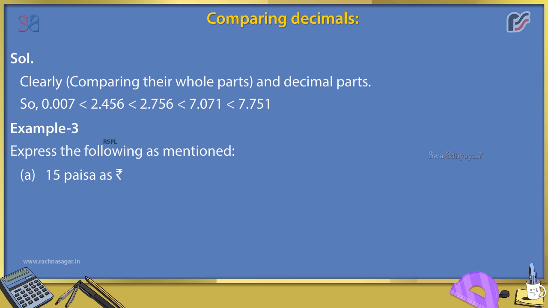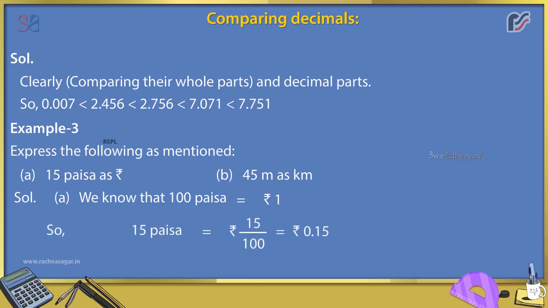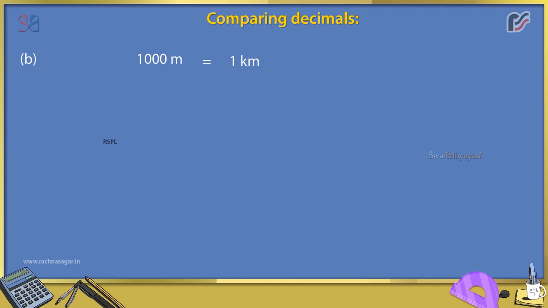Example 3. Express the following as mentioned. A. 15 paisa as rupees. B. 45 meter as kilometer. Solution: A. We know that 100 paisa is equal to 1 rupee. So, 15 paisa is equal to rupees 15 by 100, which is equal to rupees 0.15. B. 1000 meter is equal to 1 kilometer. So, 45 meter is equal to 45 by 1000 kilometer, which is equal to 0.045 kilometer.